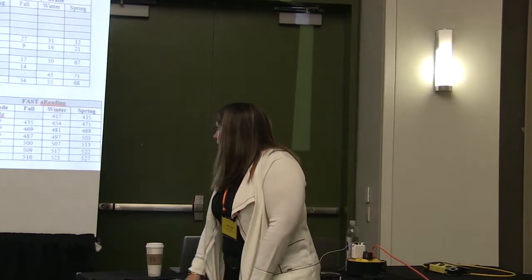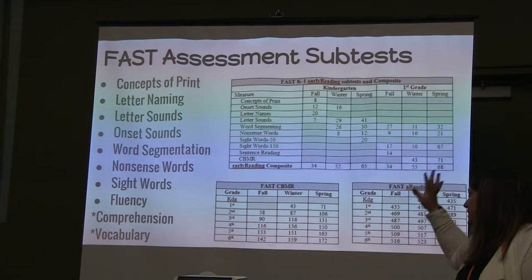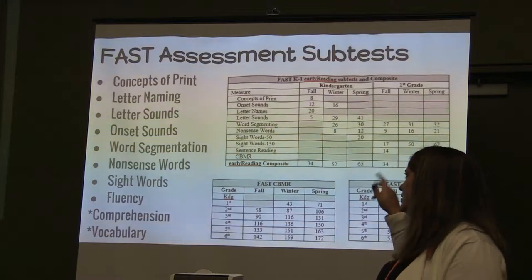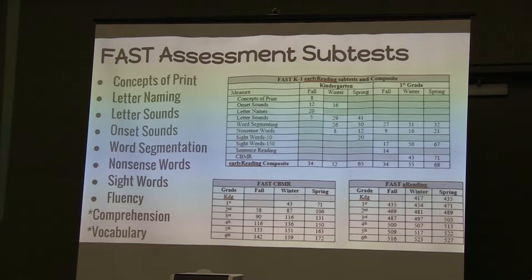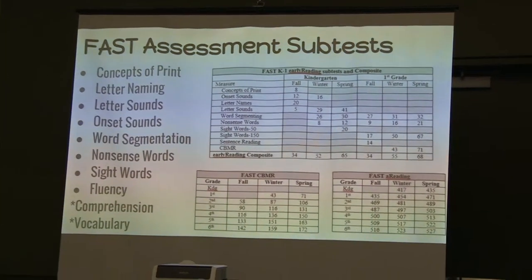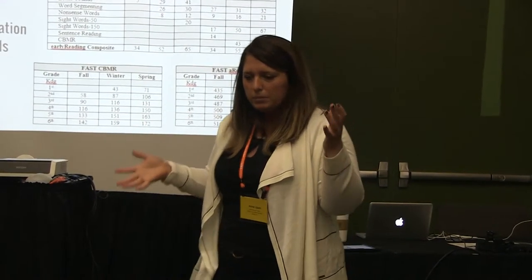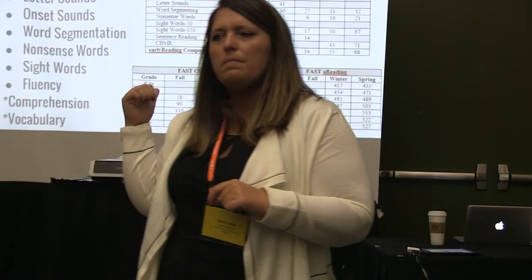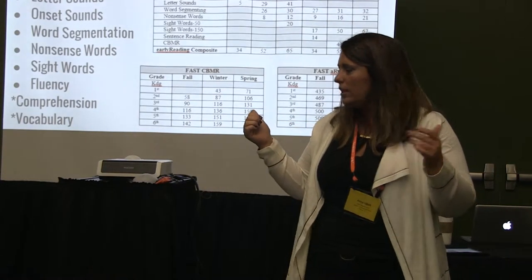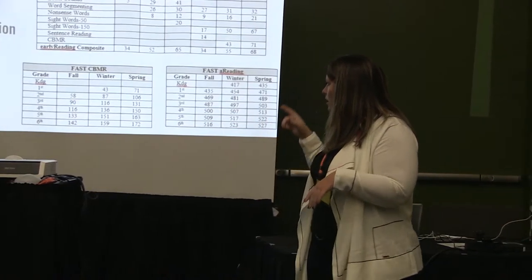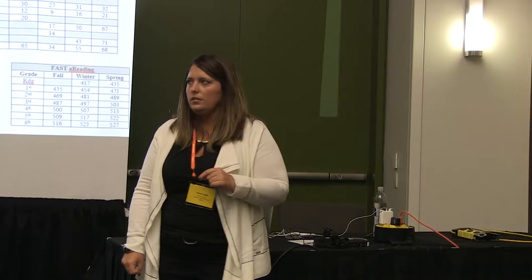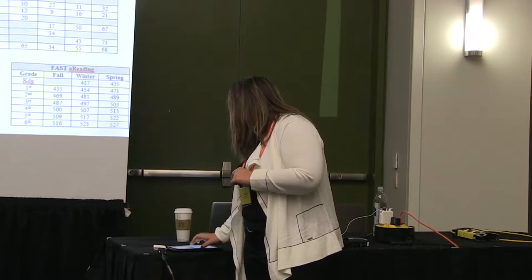If you're not as familiar with the FAST assessment, these are the different subtests that are assessed: concepts of print, letter naming, letter sounds, onset sounds, word segmentation, nonsense words, sight words, and fluency. Comprehension and vocab aren't specific subtests on the FAST assessment, but I think they're skills that we need to have more app practice on. So I have included resources to apps that focus on those skills as well. We'll get to those towards the end.